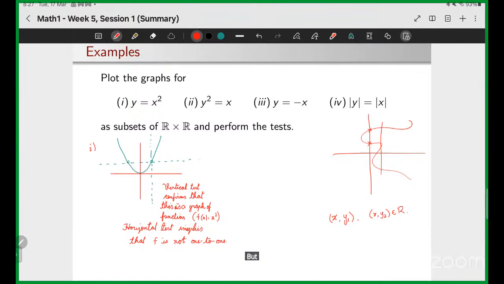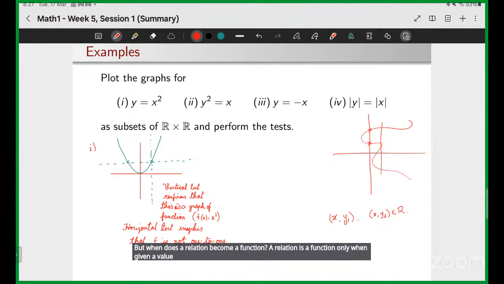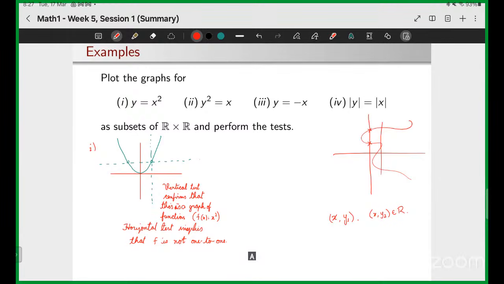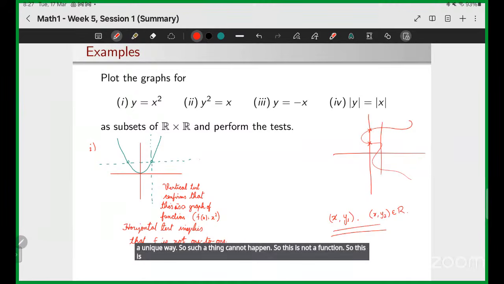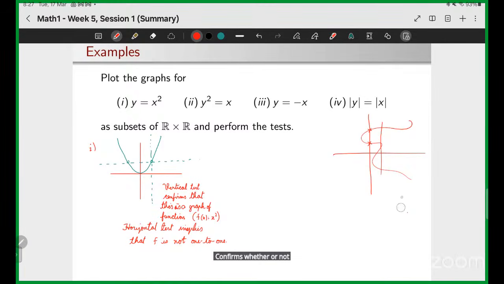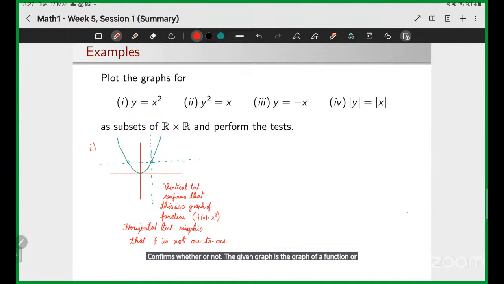But when does a relation become a function? A relation is a function only when, given a value of x, there is a unique y such that x comma y is in R. So an x should be associated to a unique y. Such a thing cannot happen here, so this is not a function. This is why the vertical test confirms whether or not the given graph is the graph of a function. And what about the other one?